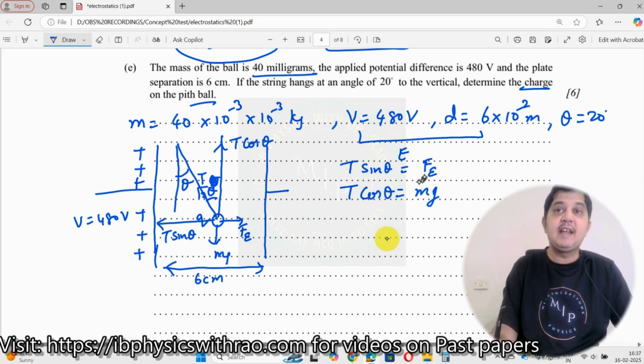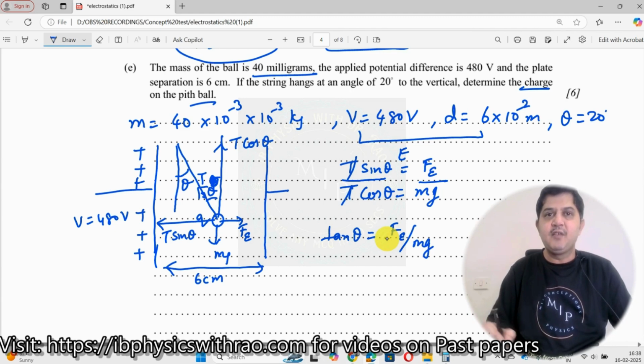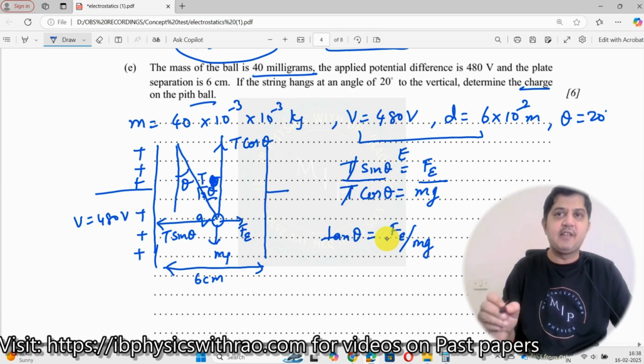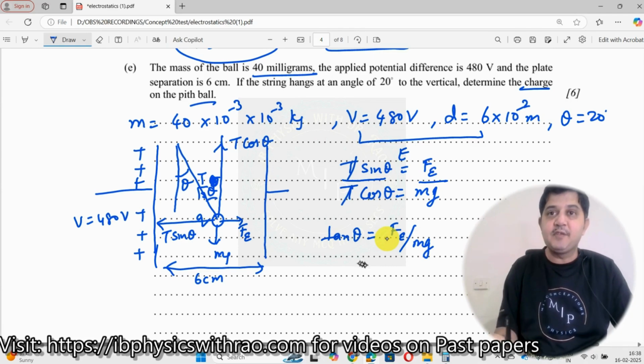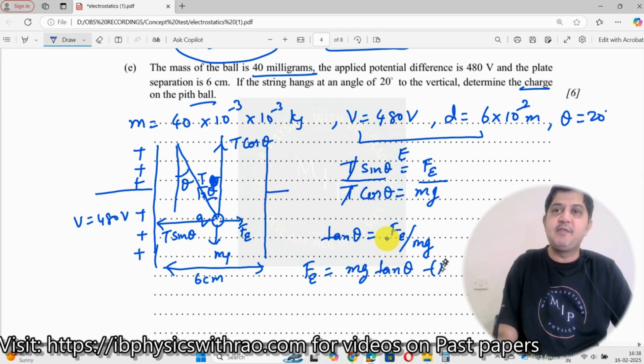What is Fe? Electric force, right? Now I'll divide one by the other, so that T cancels and I get tan theta. So tan theta is equal to Fe divided by mg. So I got this also. The next step is that tan theta can be inferred. m is known to us, g is 9.8, you can substitute that. And I can calculate Fe from here. Fe is equal to mg tan theta. Let me write this as equation number 1.